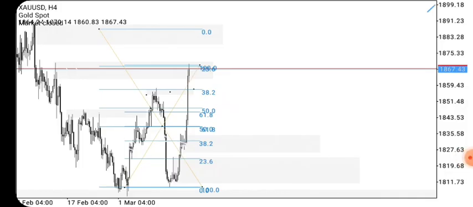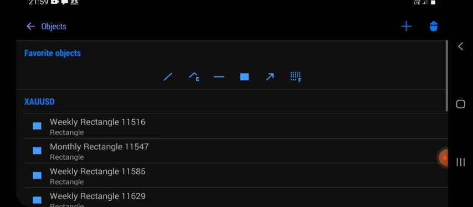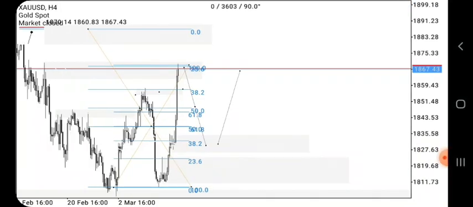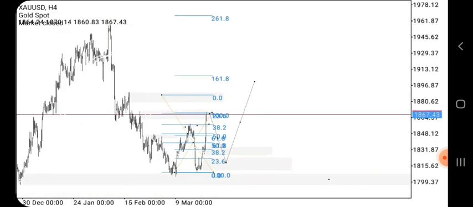So I'm expecting to see the market pushing all the way either to this demand and continue with the buys, or the market will come to this demand and continue with the buys. I hope that makes sense, guys. This is what we are expecting on a weekly time frame.